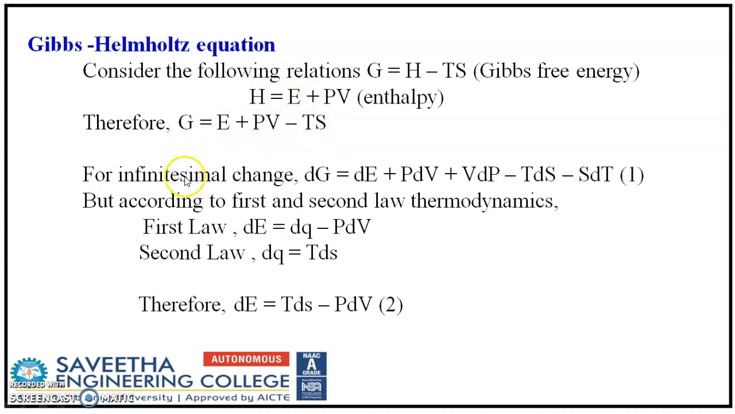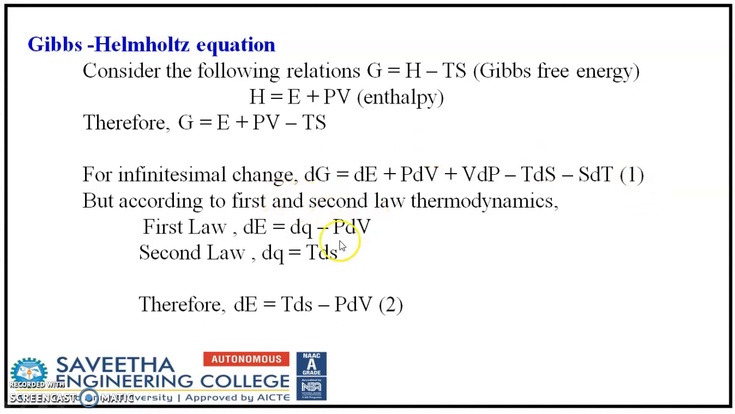So for an infinitesimally small change, dG is equal to dE plus P into dV plus V into dP. So we have to differentiate all the terms: P into dV plus V into dP, minus T into dS minus S into dT. Take this as equation 1.